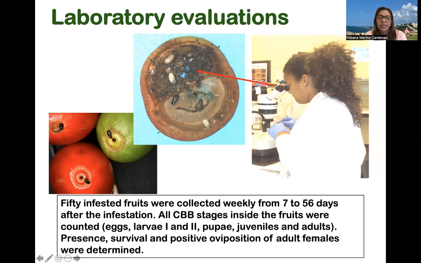And also we determined the presence, survival, and positive oviposition of the adult females. Positive oviposition means a positive reproduction, or presence of different individuals inside the fruit.